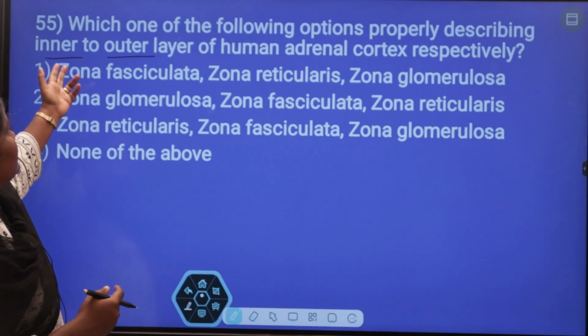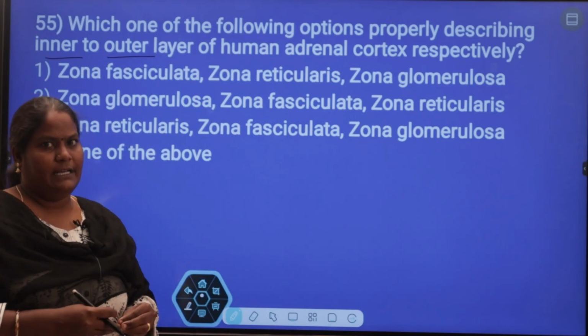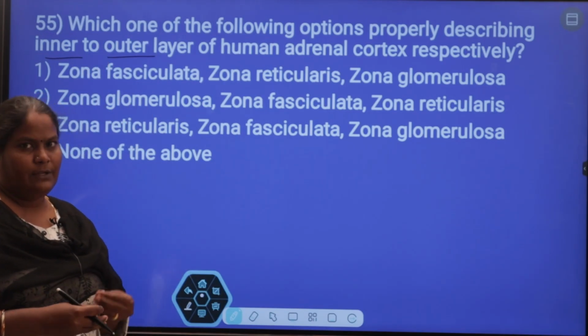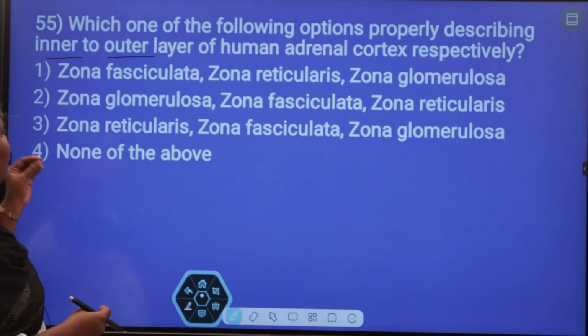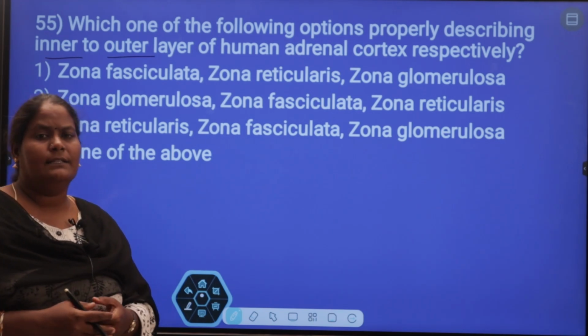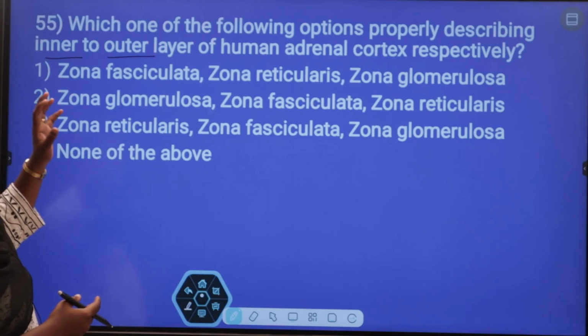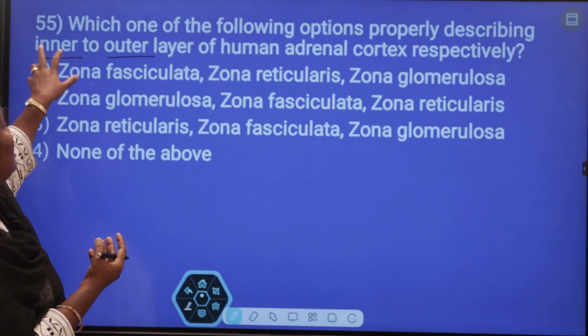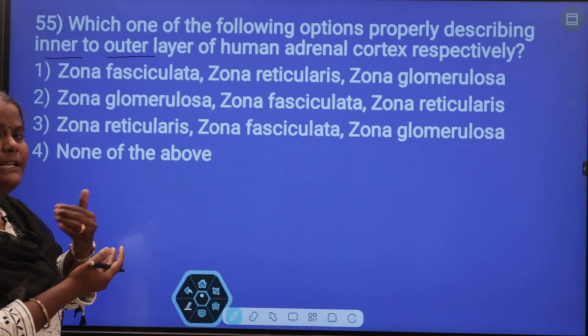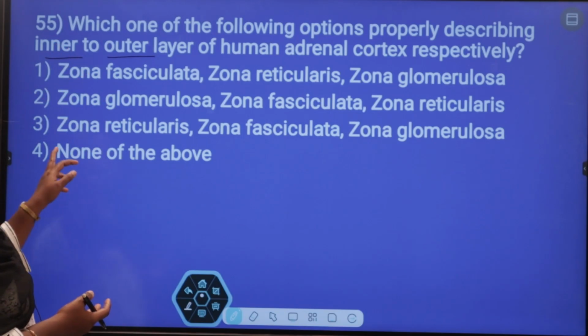So they are asking you to identify the inner to outer layer of the human adrenal cortex, which belongs to the chemical control and coordination chapter. There are three layers present inside the adrenal cortex: zona glomerulosa, zona fasciculata and zona reticularis. The problem behind this question is you have to categorize from the inner to outer layer. So based on that, the answer for this question is the third option.